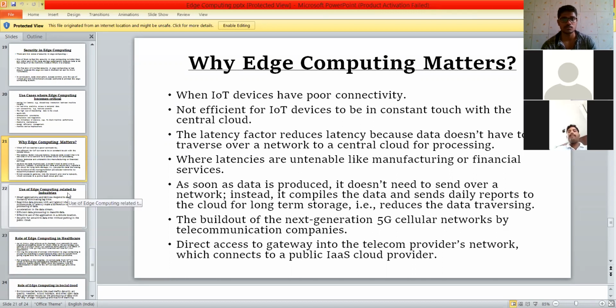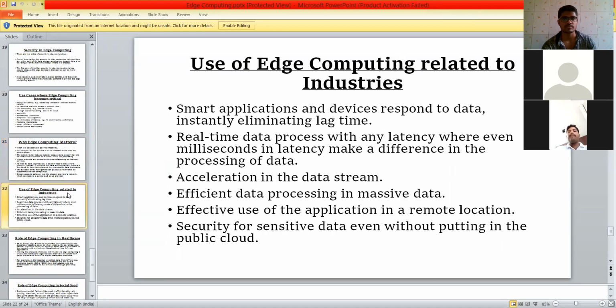In this way, it makes the use of edge computing related to industries. If a technology is booming, we need to discuss it in all industries, small-scale companies and large-scale companies. Smart applications and devices respond to data instantly, eliminating lag time. Lag time is a delay time that we are going to discuss.